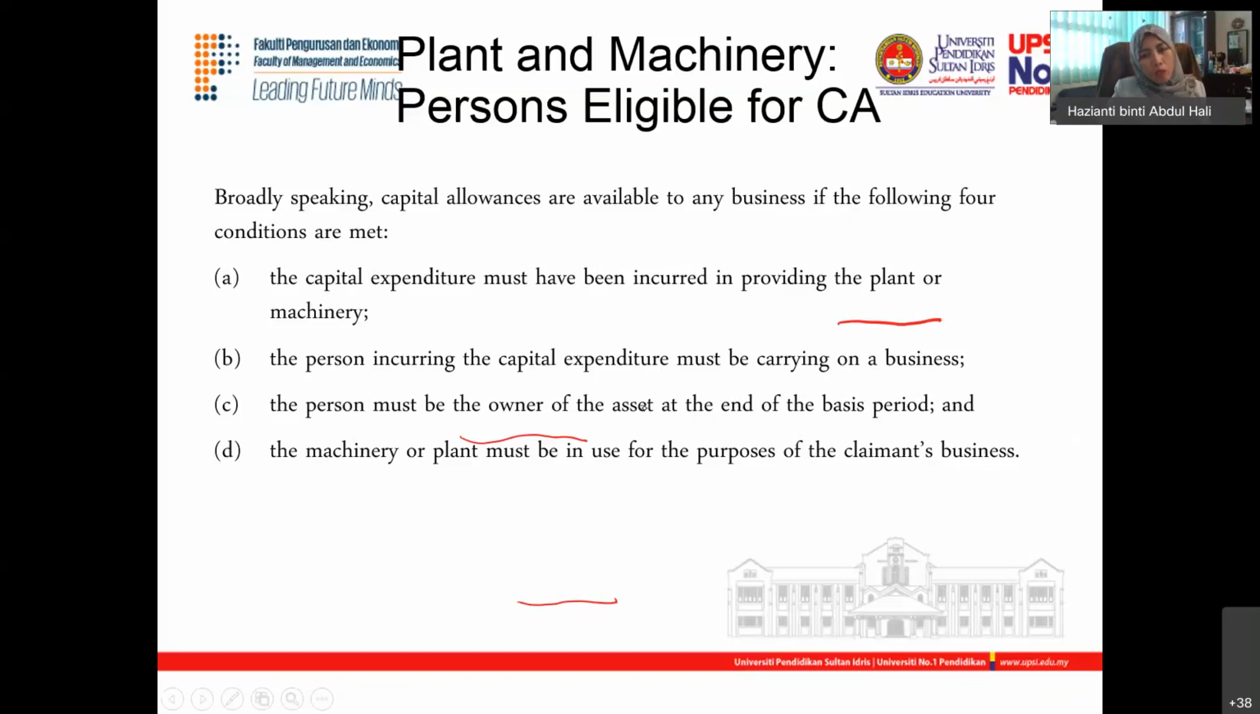Person must be the owner of the asset at the end of the basis period. Okay, katakan beli sampai bulan 6, lepas tu jual. And for that year, you want to claim capital allowance. Pun tak boleh, because let's say the year end is December, tengah tahun dia guna, and that particular year nak claim capital allowance, tak boleh lah. And the machinery or plant must be in use for the purpose of the claimant's business. Guna untuk bisnes orang lain pun dia tak boleh claim.